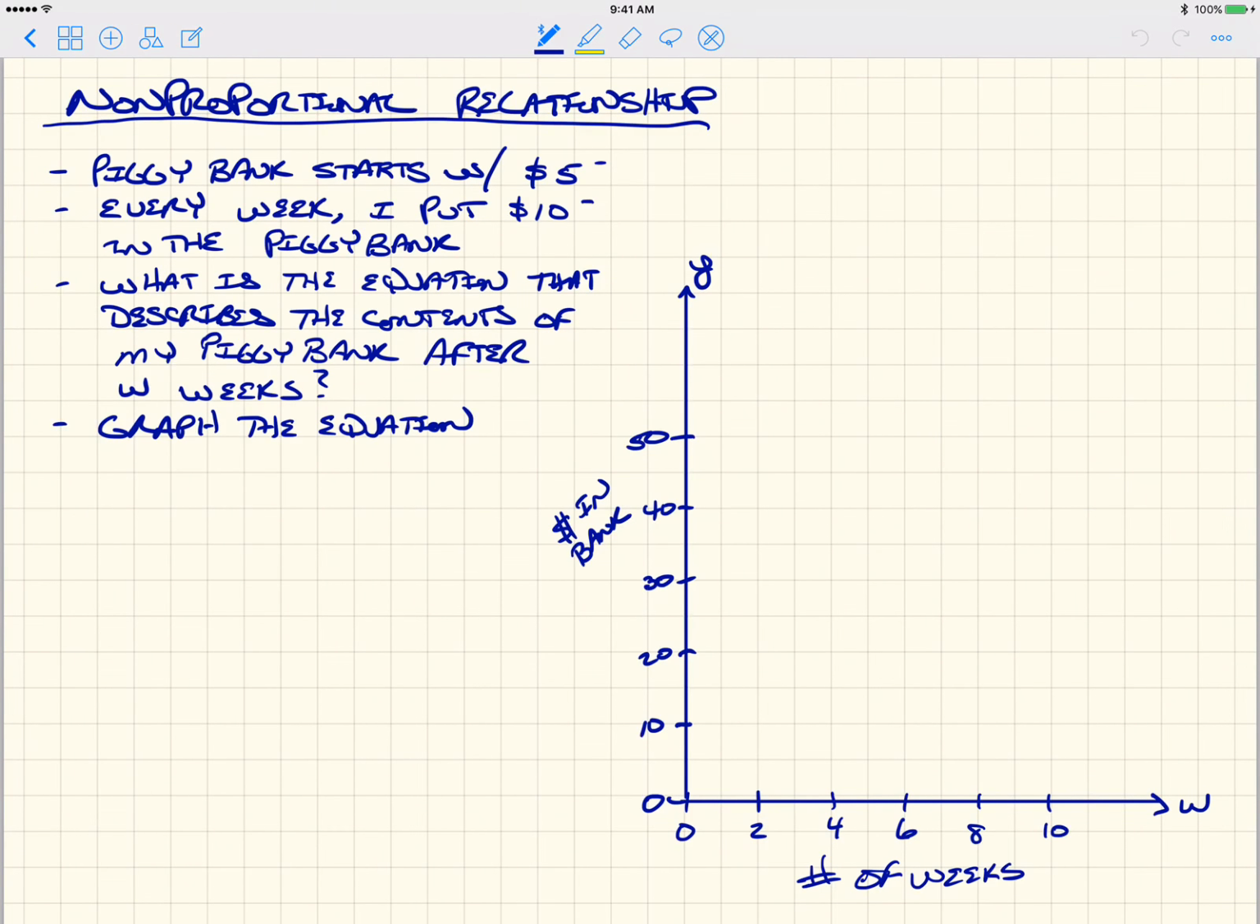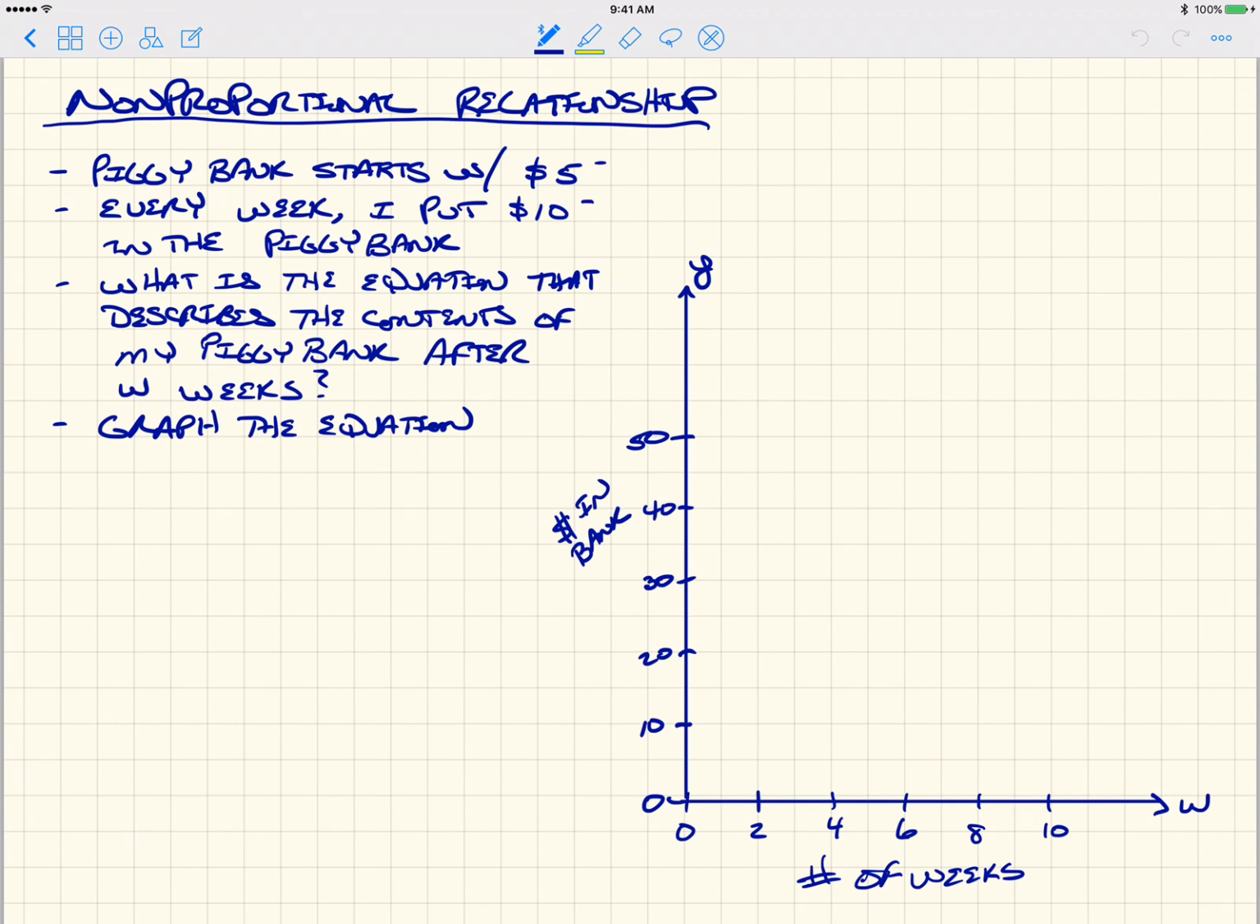Let's create a table first, however, just to see what those values might be, because this is pretty simple to create a table of values. So W, let's say that W is here. Okay, let's actually raise it up a little bit. All right, so let's put it our table here. So W is here. W is the number of weeks. All right, and then Y is the number of dollars that I have. All right, and I'll put a little dollar there. All right, so Y dollars. All right, there.